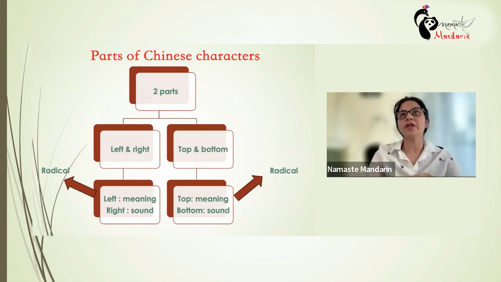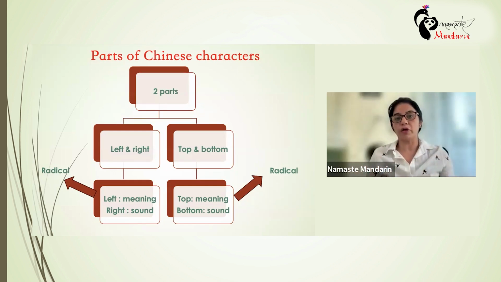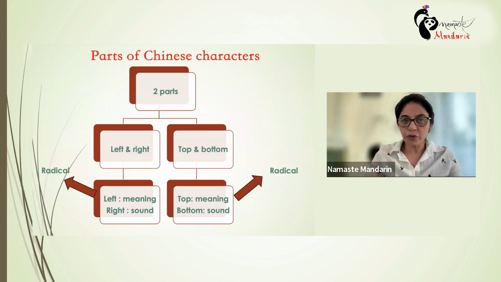So we have radicals for, let's say, water. Okay, so many words which are related to water, or to fluid, or to liquid, will have that particular radical in them. So this left part and top part, we call it a radical, which gives a meaning to the word. So let's understand it with a few simple characters I'll show you.